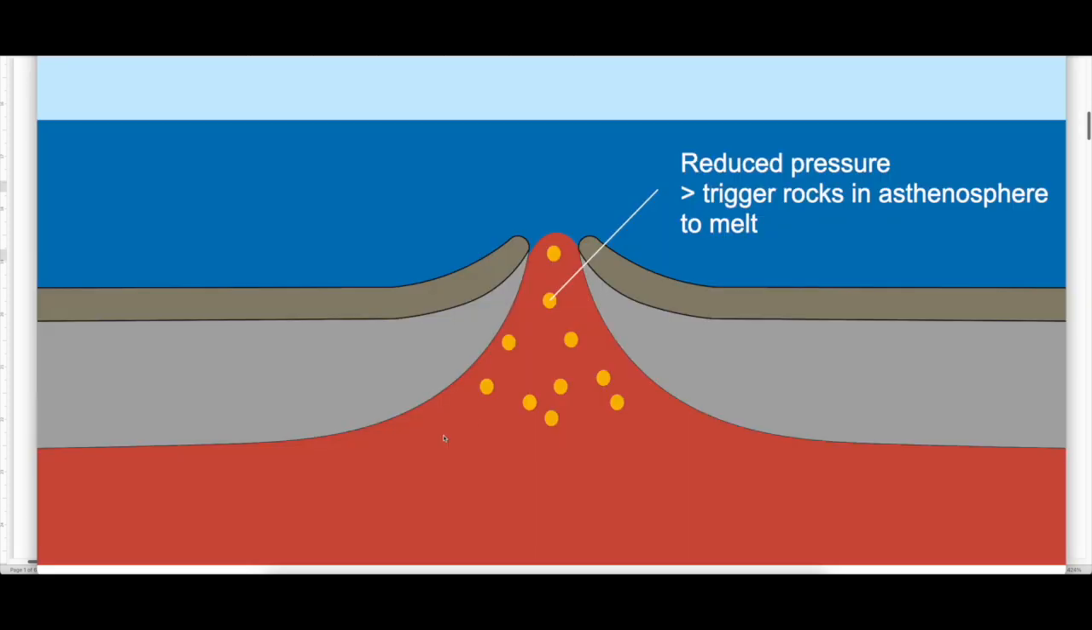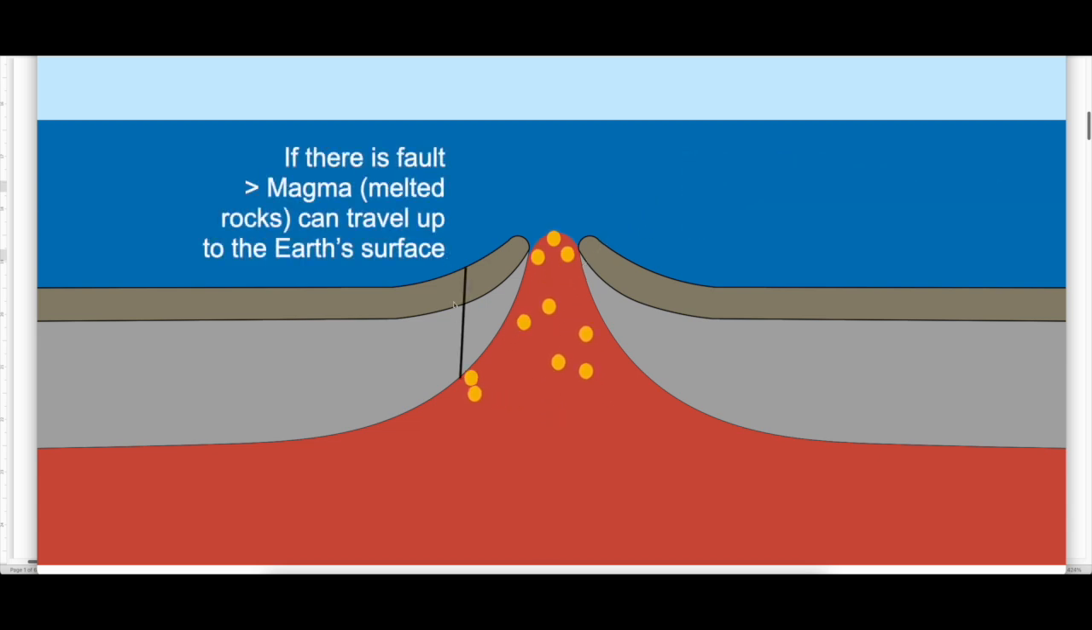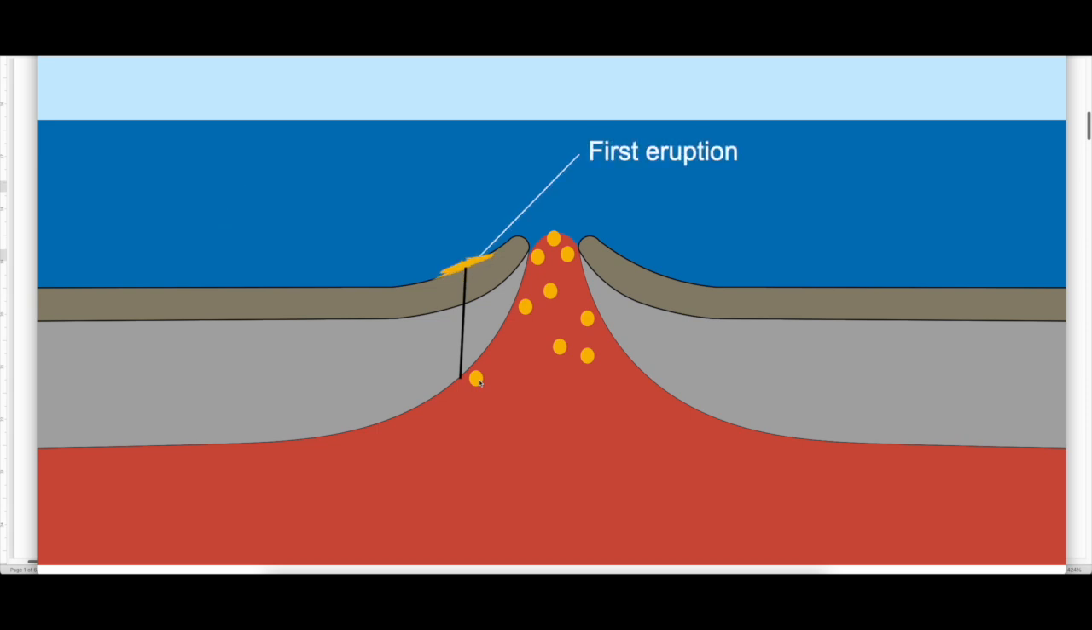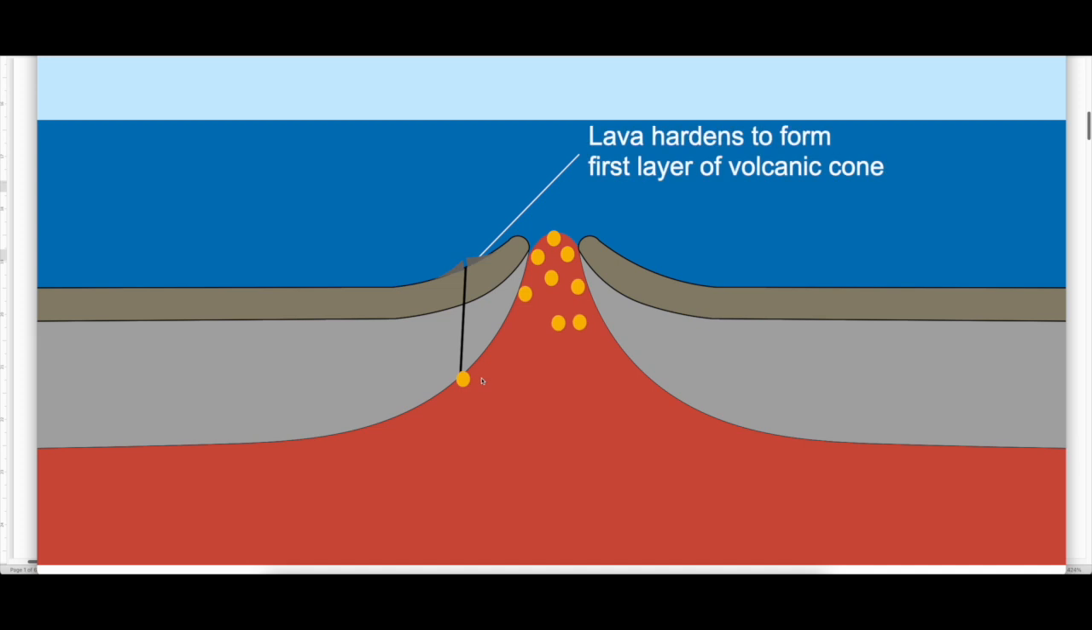In this case, at a divergent plate boundary, there are usually faults because of the weakening of the crust. The magma can flow up the fault and erupt as the first layer of your volcano. Then it hardens into the first layer of the volcanic cone, and with more eruptions, it will form multiple layers and form a taller volcanic cone.